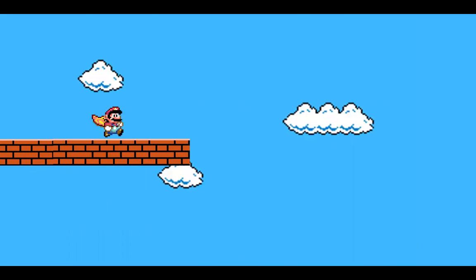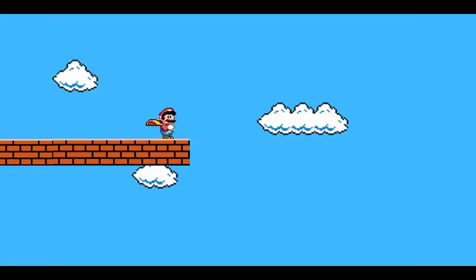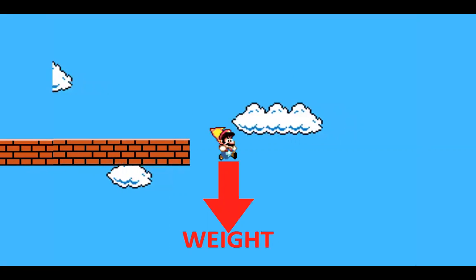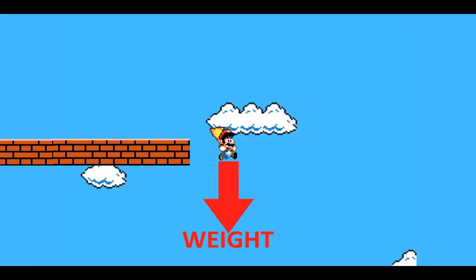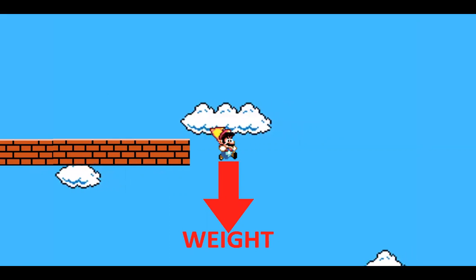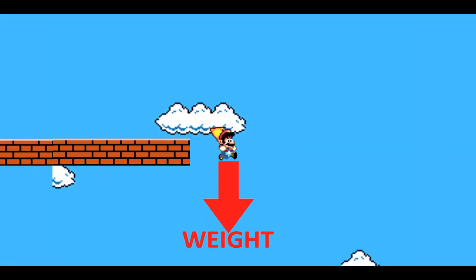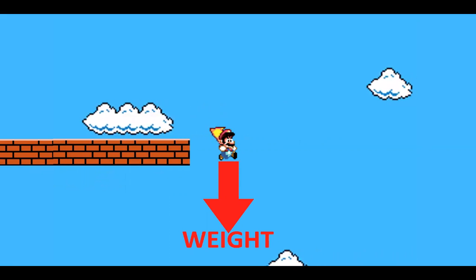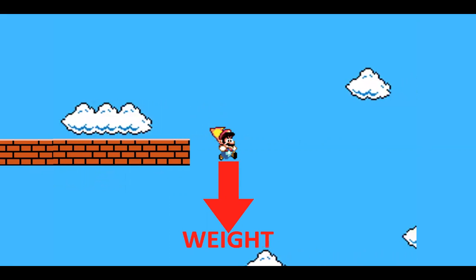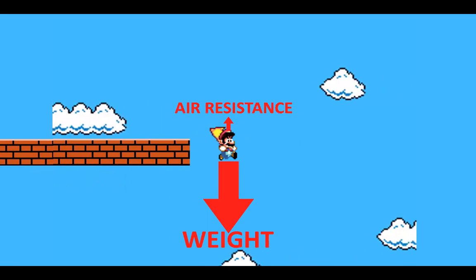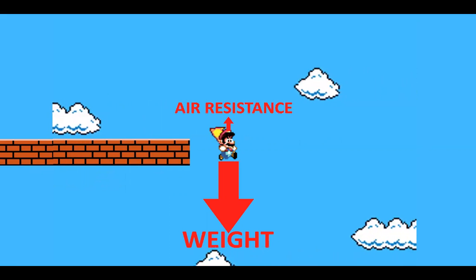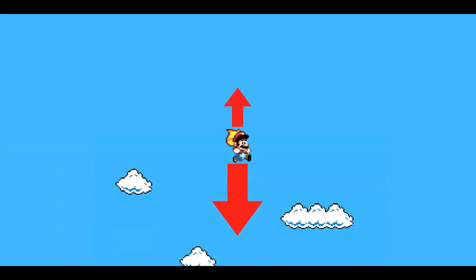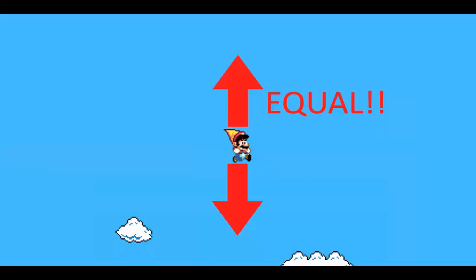Mario then decides that he's going to jump off the block, because that's what Mario does. And the moment he starts to fall, before he picks up any vertical speed, he still has the weight acting downwards, but he doesn't have any air resistance acting upwards, so he accelerates downwards. And as he does accelerate downwards, as soon as he starts moving, he then has air resistance acting upon him. And it's small to begin with because he's not moving very quickly, but the faster he moves, the bigger the air resistance gets until it's equal to his weight.